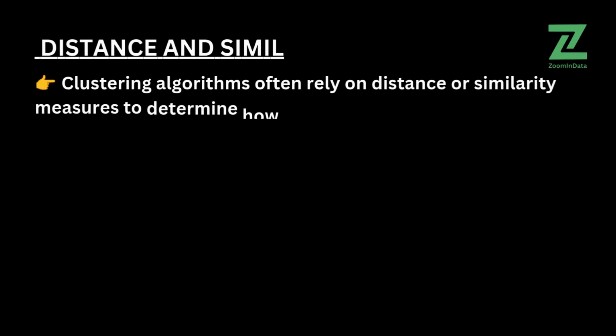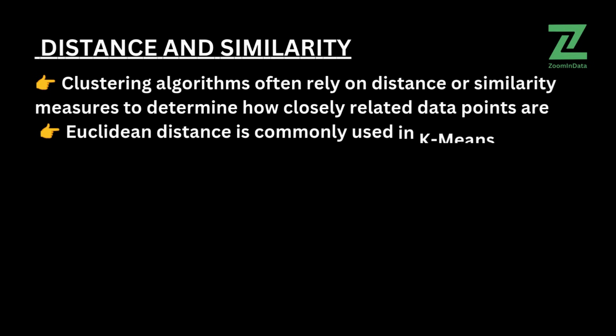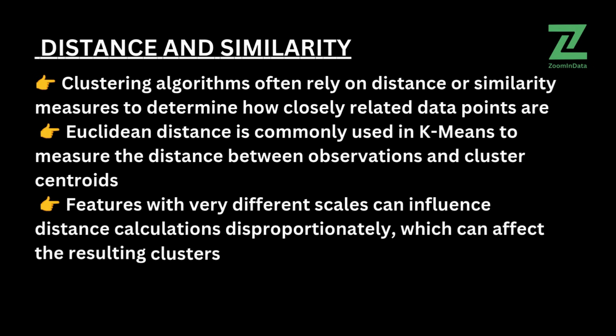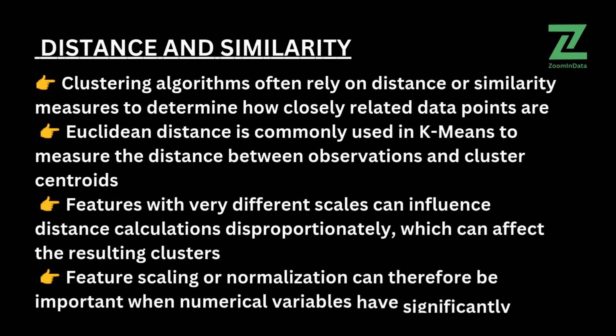Clustering algorithms often rely on distance or similarity measures to determine how closely related data points are. Euclidean distance is commonly used in K-means to measure the distance between observations and cluster centroids. Features with very different scales can influence distance calculations disproportionately, which can affect the resulting clusters. Feature scaling or normalization can therefore be important when numerical variables have significantly different ranges.